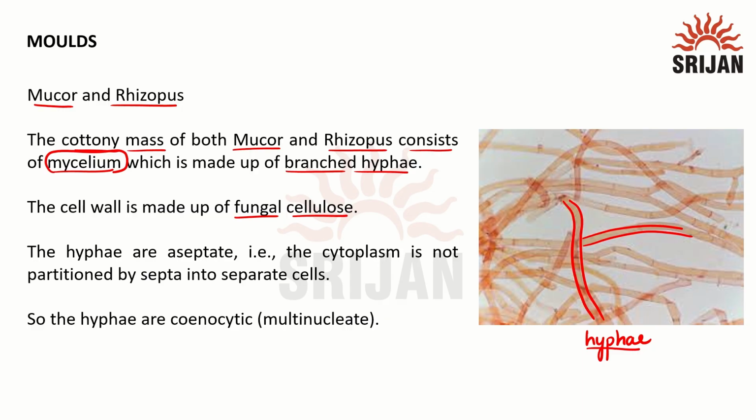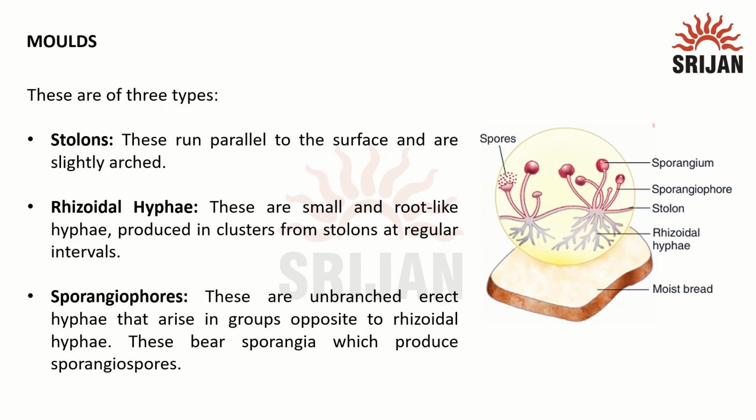Now these hyphae can be aseptate, that is, you can see the cytoplasm is not partitioned by a septa or a cell wall. So we will see cells having a multinucleated structure. We can call this condition coenocytic or multinucleated hyphae. Now there are three types of these. One is the stolons, that is these hyphae. Stolons run parallel to the surface and are slightly arced. So they form an arc and help the fungus to spread to a horizontal distance.